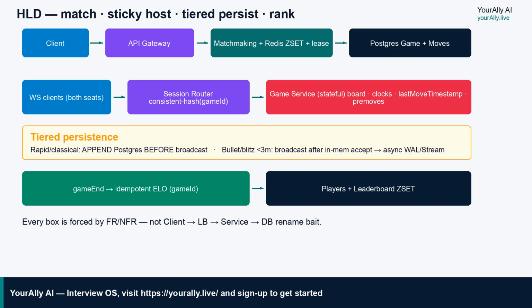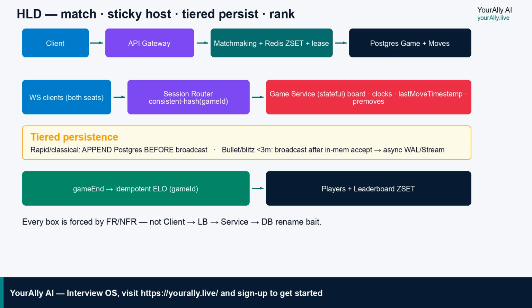For bullet and blitz under 3 minutes, accept in memory under a millisecond. Broadcast immediately and flush asynchronously through an in-memory queue or Redis stream into Postgres. Say the trade-off out loud. Bullet intentionally accepts a tiny durability window so database jitter cannot eat the clock. Consistency still wins on conflict.